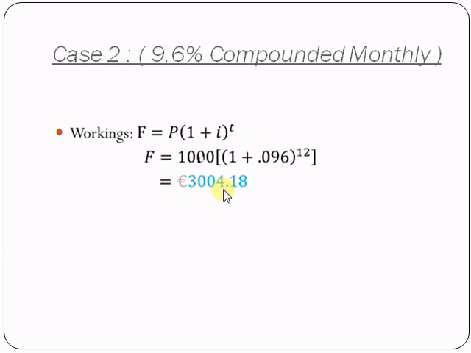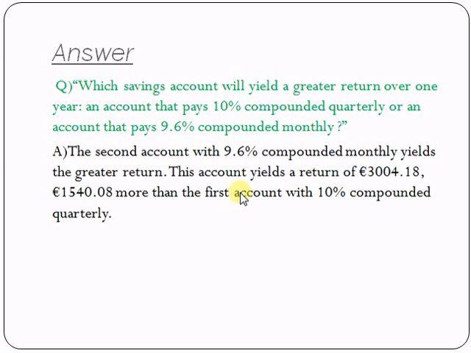when you work that all out, you get €3,004.18. So to remind ourselves what the question was again: which savings account will yield a greater return over 1 year, an account that pays 10% compounded quarterly, or an account that pays 9.6% compounded monthly?